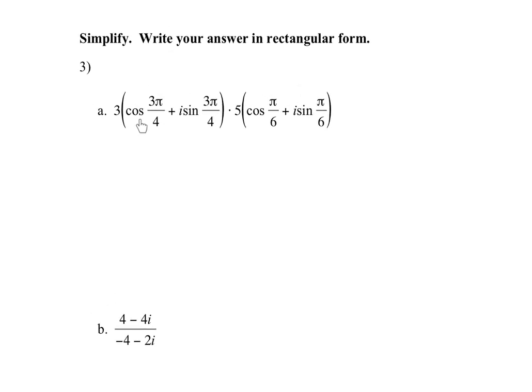Question 3, part A, we're multiplying two complex numbers in polar form. Multiply the 3 and the 5, the modulus 3, the modulus 5, and multiply those together. And then we add the two arguments. One of them is 3 pi fourths plus pi 6. So 3 pi over 4 plus 1 pi over 6 is 11 pi over 12.